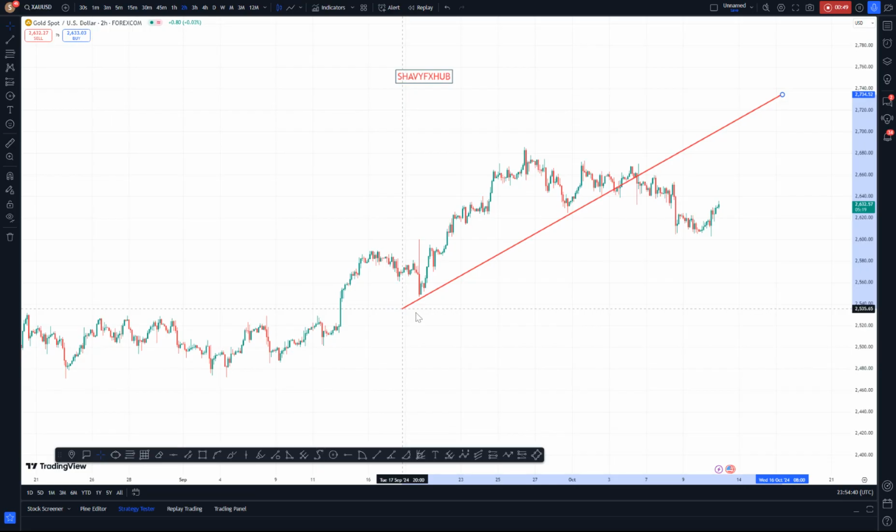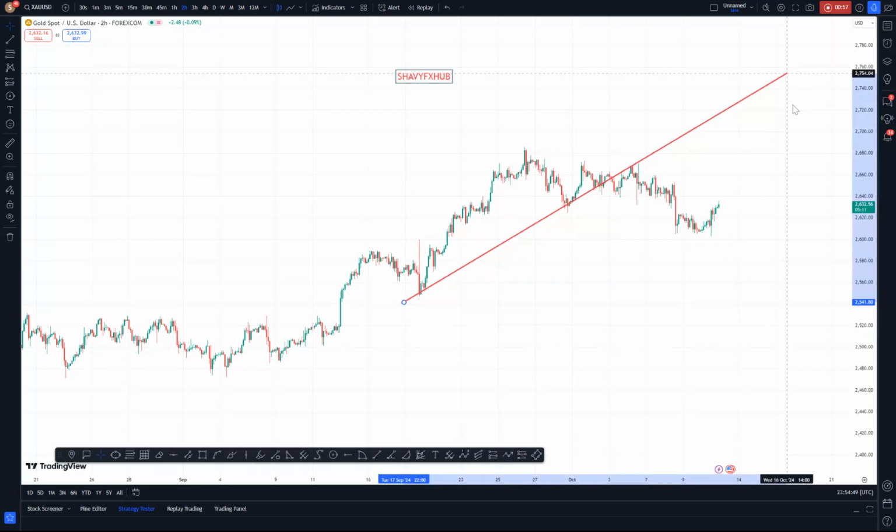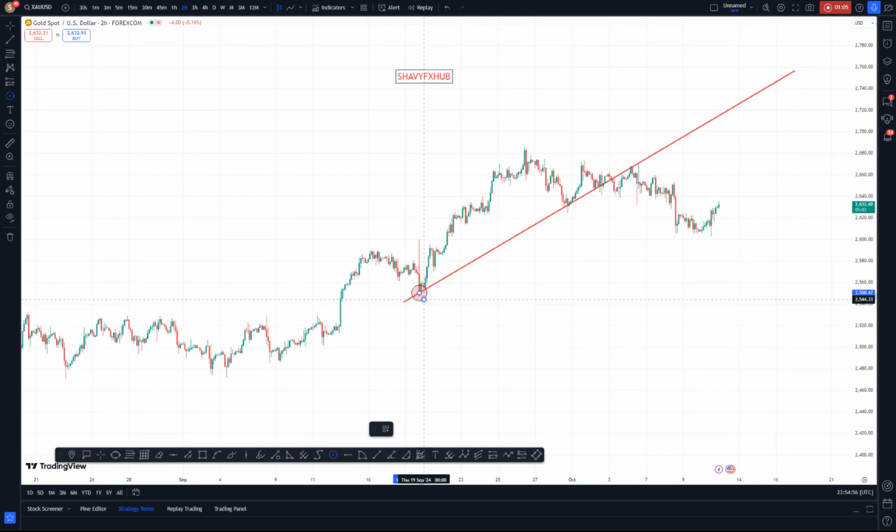Let's use this to see. We want a clean chart. I don't want a messy chart. At the end of the day, we just want to have only 2 or 3 lines maximum in order to understand the price action the way we ought to. This is a support structure.